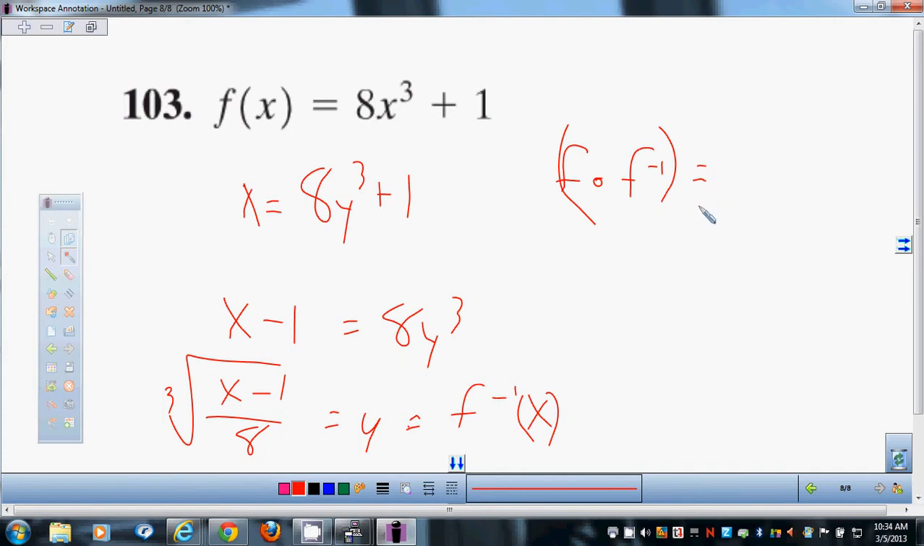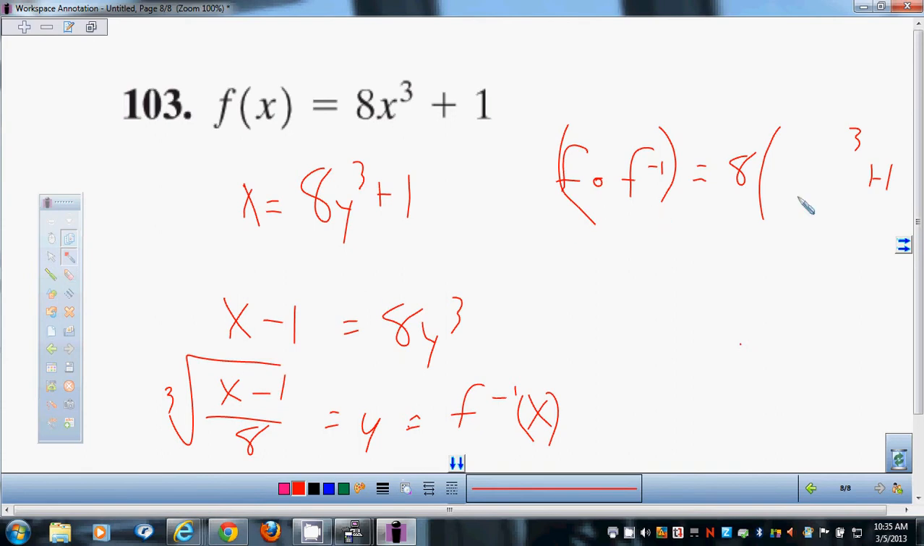So let's see. We're going to take f of f inverse, so we're going to plug this into that. So it's going to be 8 times the cube root of x minus 1. Oh, the whole thing was under the cube root, wasn't it? Sorry, I know it's kind of messy. In fact, I'll rewrite it. We're plugging f inverse into f. So that'd be the cube root of x minus 1 over 8, cubed, plus 1.